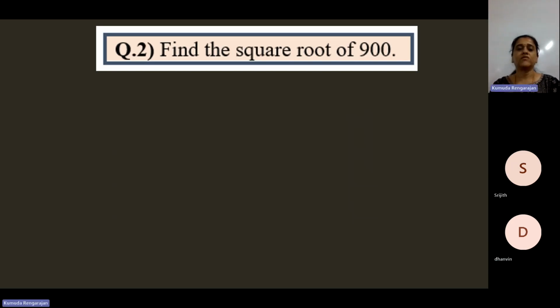Find the square root of 900. So we'll first learn how to find the square root of 900 using the prime factorization method. Okay, using the prime factorization method. Listen. So see here.